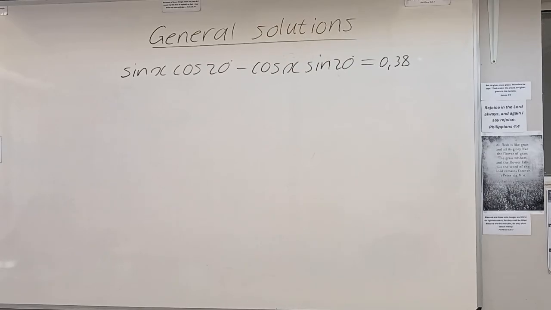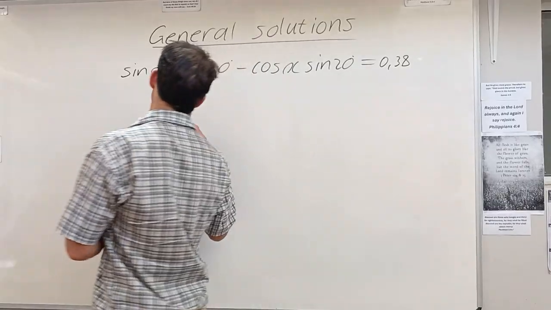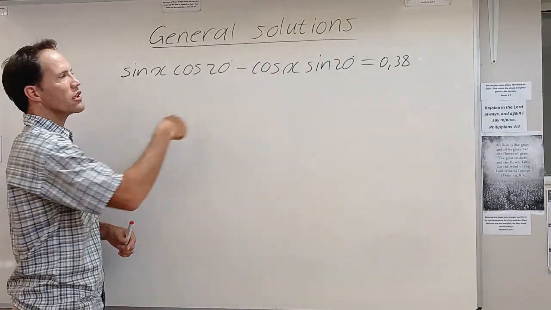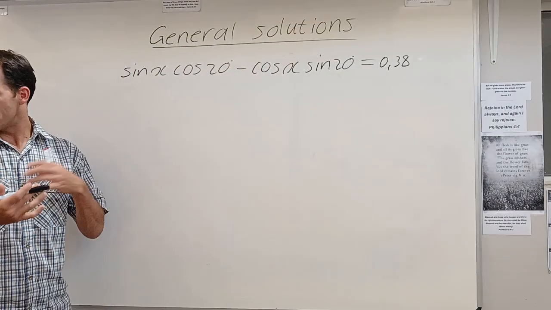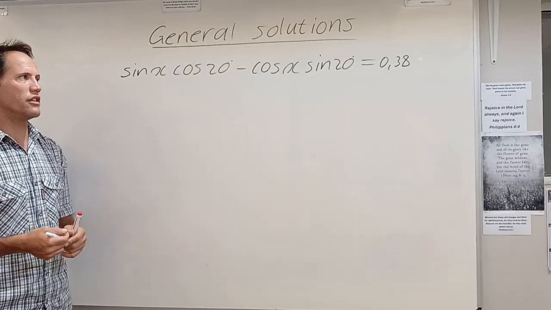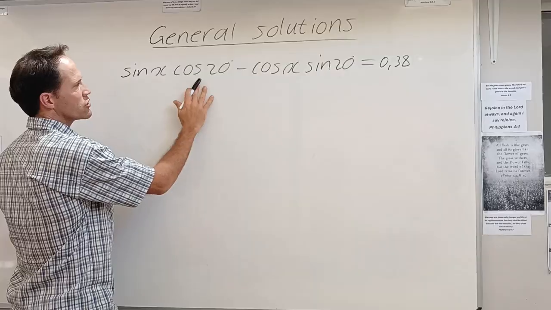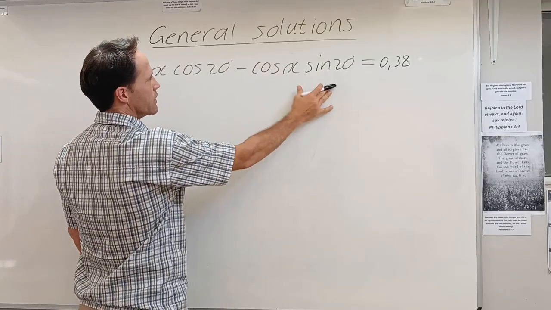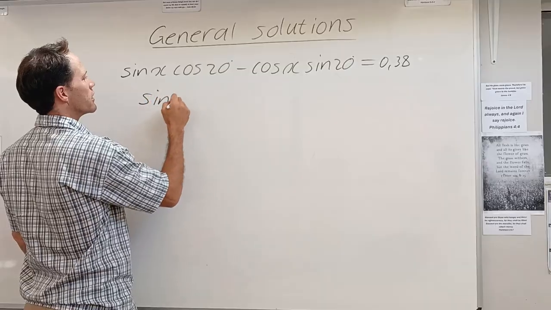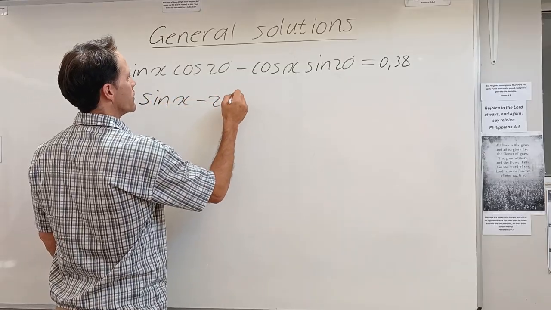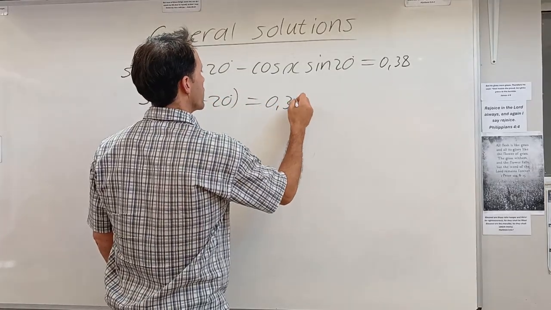Okay, so we're going back to general solutions from grade 11. General solutions, but now we're going to obviously include double angles and compound angles. And we're going to do the same kind of thing, but just include this also now. So if you think of sin x cos 20 minus cos x sin 20, it's obviously the same as sin(x minus 20), equal to 0.38.